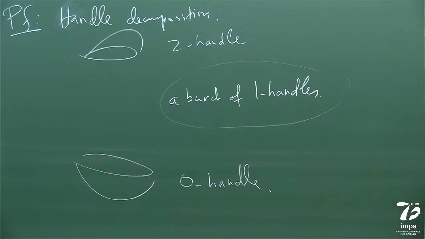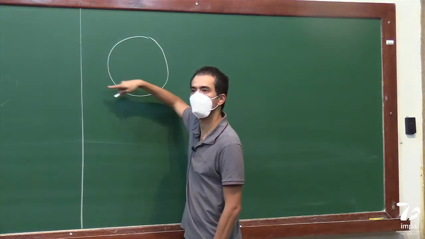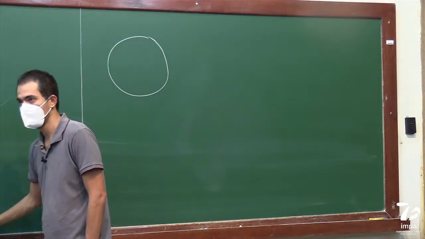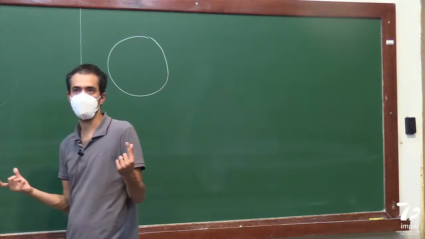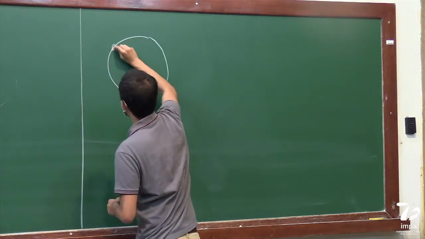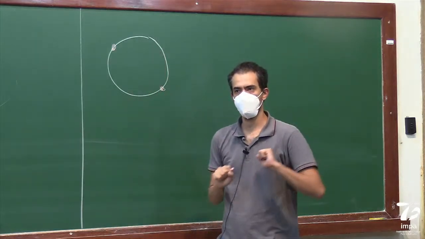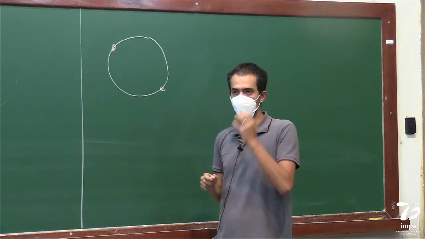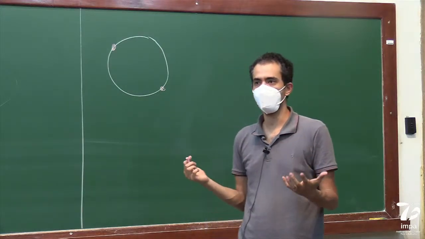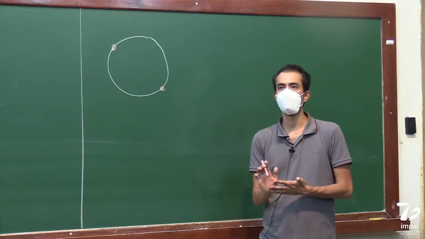So I'm going to write it like this. A 0 handle is a disk, and the boundary is the circle. So what is the attachment of 1 handles? You have to choose an S0, which is just 2 points, and then you have to thicken it so that you attach the 1 handle. And one thing that you can see is that there is only one way to attach this handle to the 0 handle in a way that makes this thing still orientable.